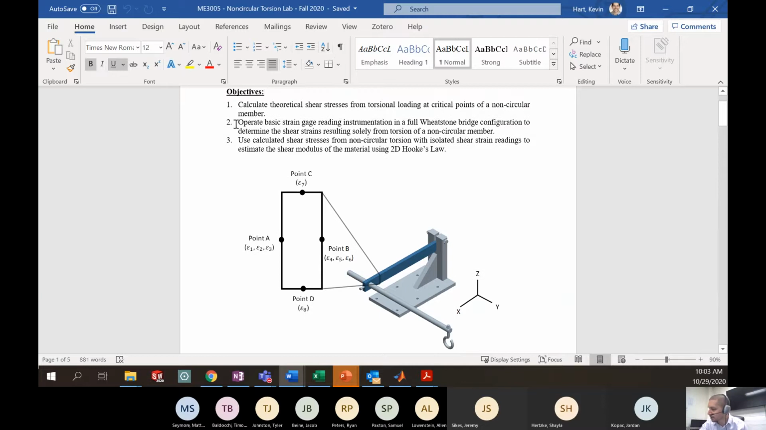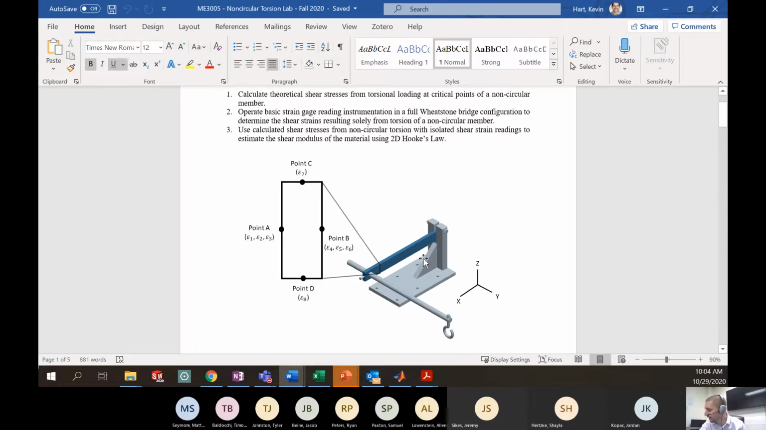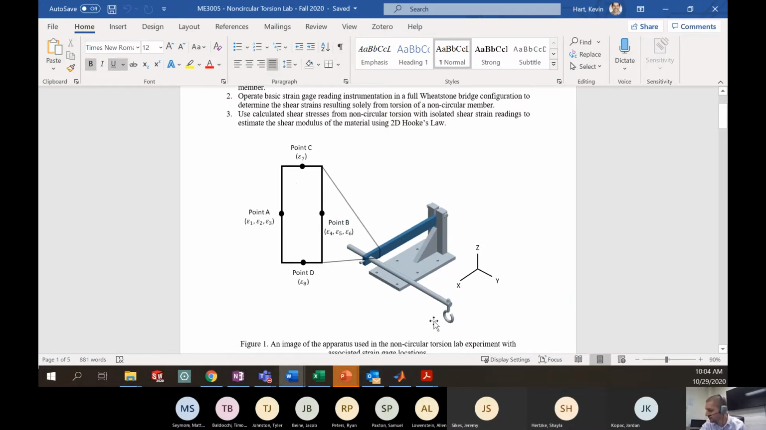Okay, so what we're going to do is put a series of strain gauges on here and wire them up in such a way that we only see effects of the torsion. Now, we know from some of the combined loading stuff that if we had an apparatus that looked like this, and we put a load on this hook right here in a downward fashion, you would induce in the cross section here not only a torque, but also a transverse shear.